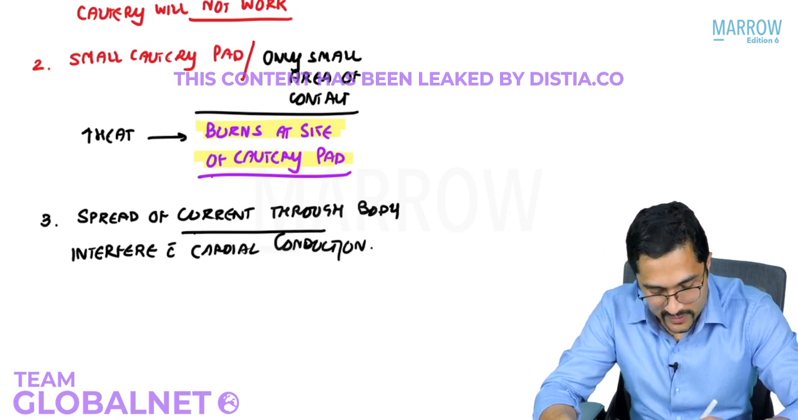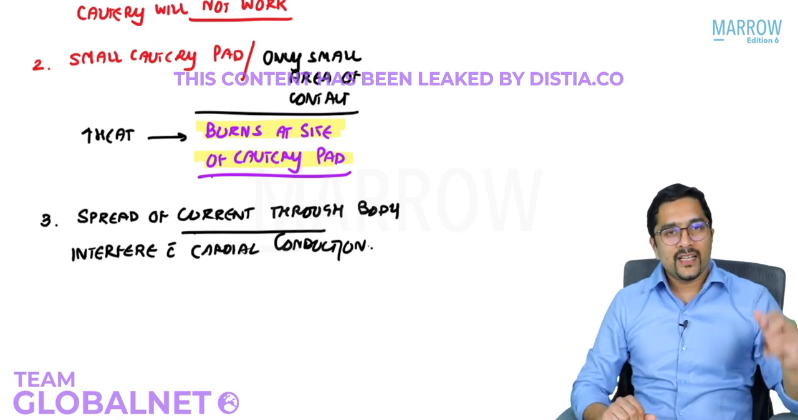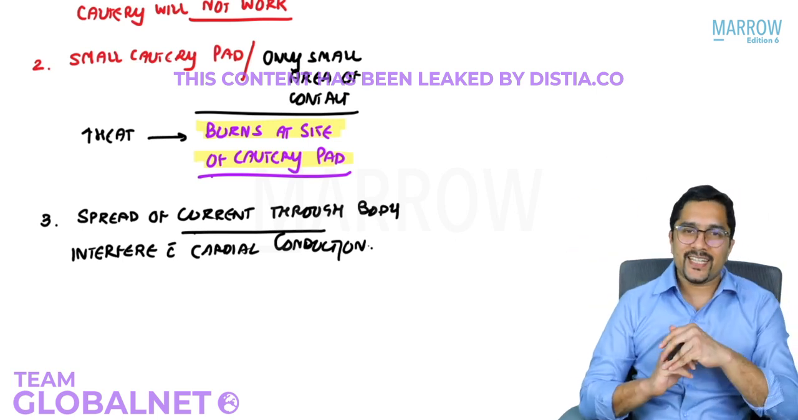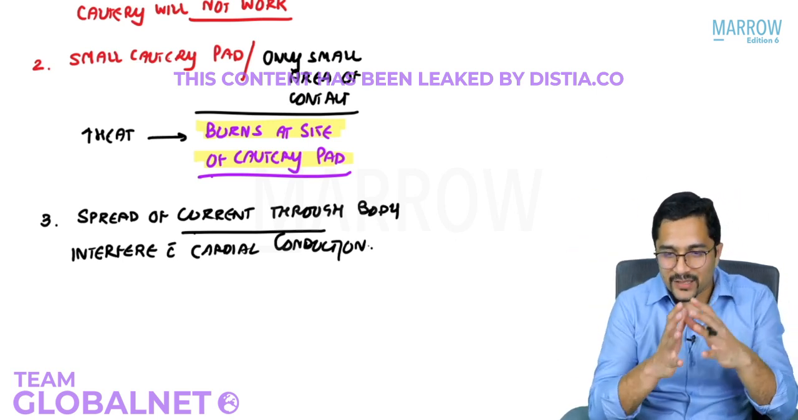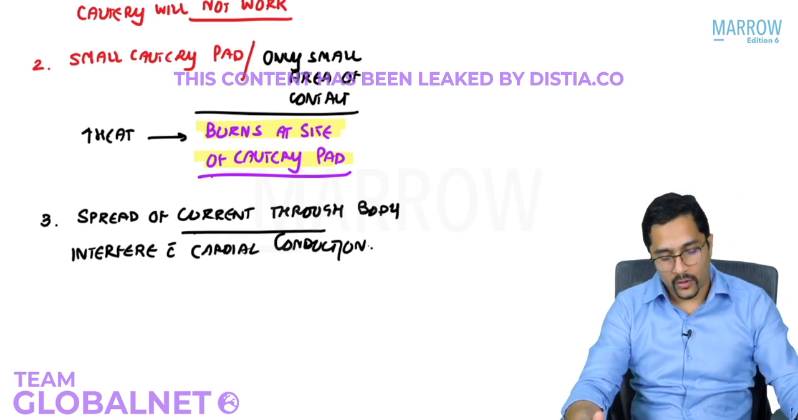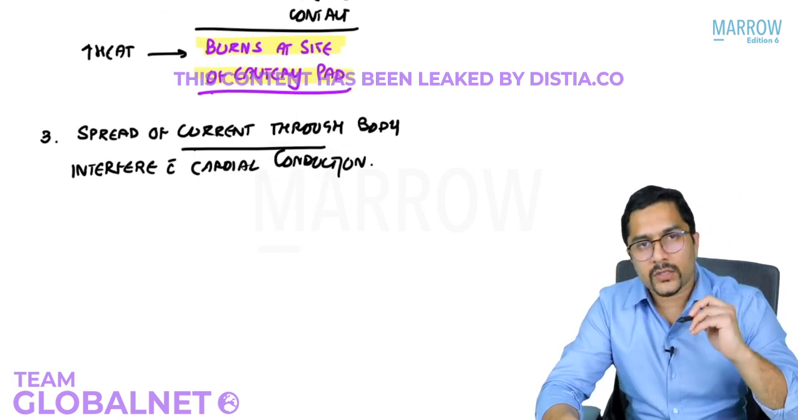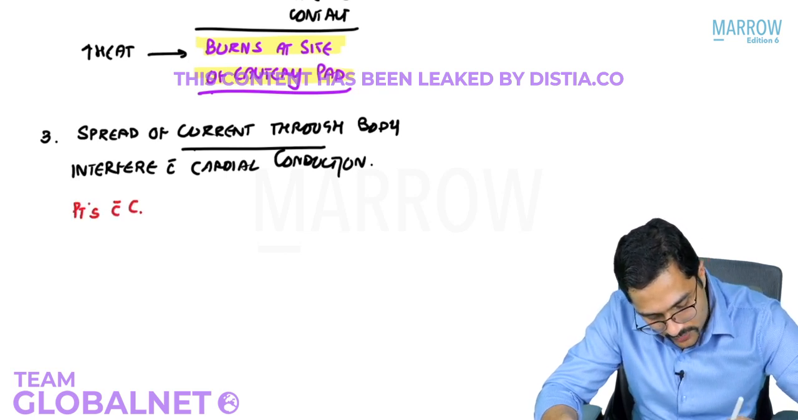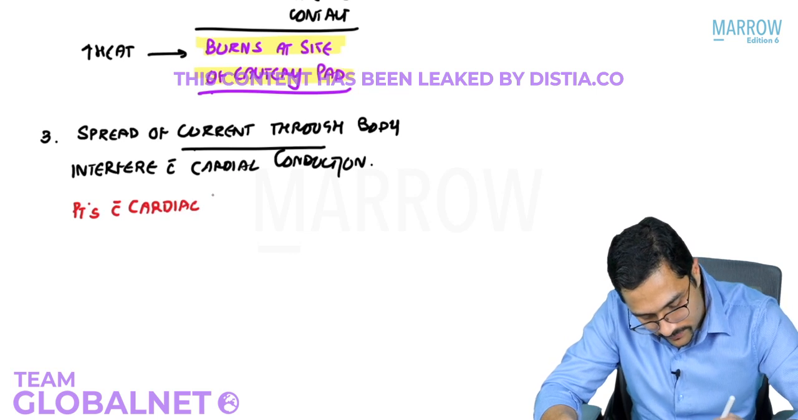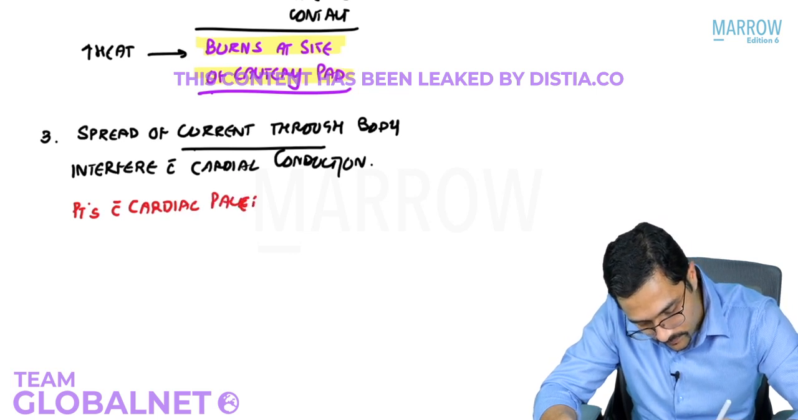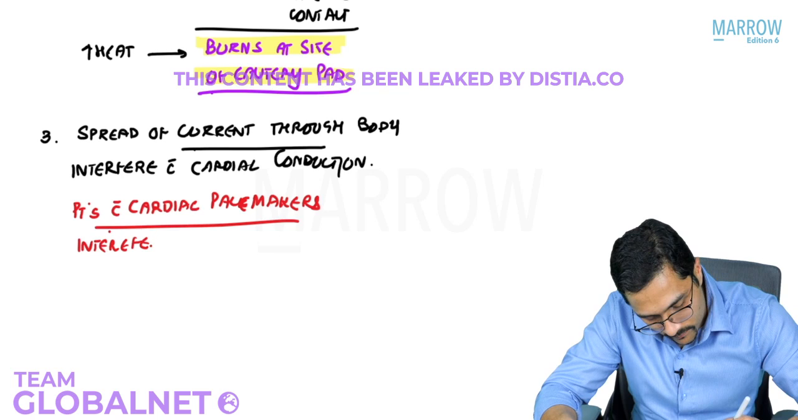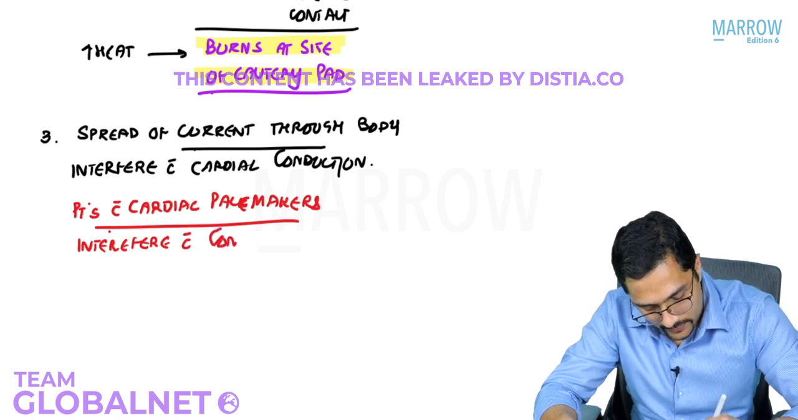So I want you to notice one thing. Sometimes when you go to the theatre, when the surgeon is using the cautery, you will see that the ECG readings go haywire, right? That is because of the cautery current traveling through the body. Now, in a normal person, this is not a problem. But in patients with cardiac pacemakers, it can interfere with conduction.